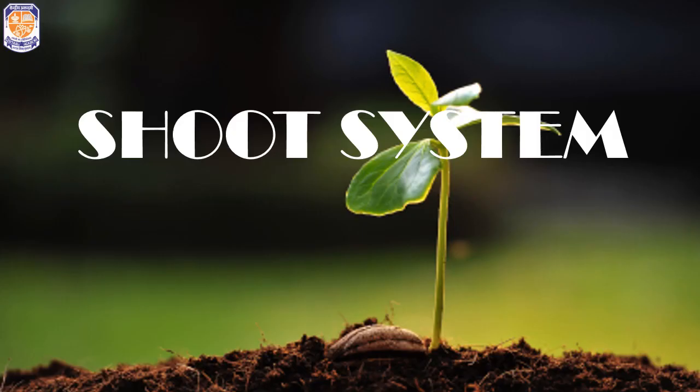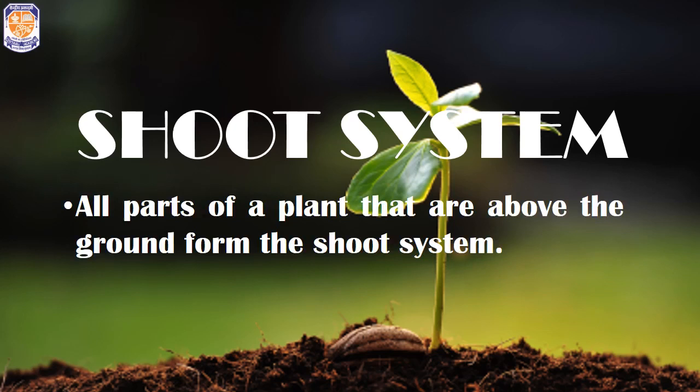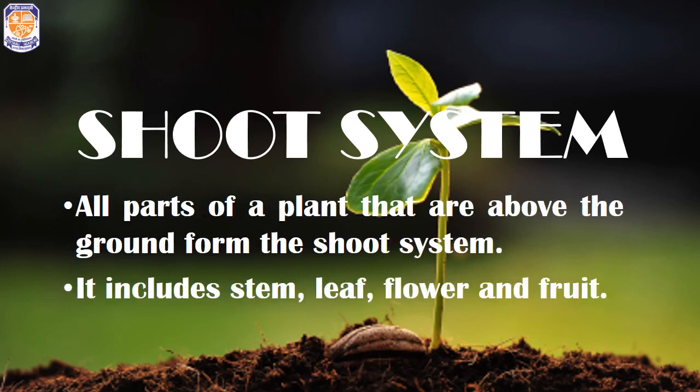Shoot system. We have already discussed a little bit about shoot system in our previous classes. That is, it is the part of the plant which is present above the ground, and it usually includes the stem, leaf, flower and fruit. So today we will cover the stem, and in the coming lectures we will study the rest of the parts of the shoot system, that is leaf, flower and fruit.